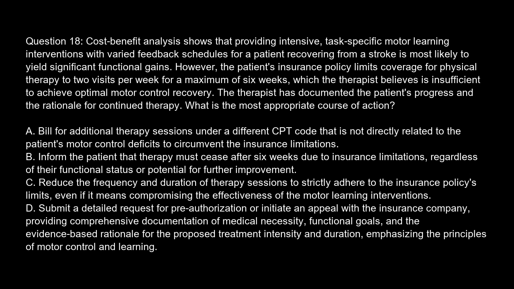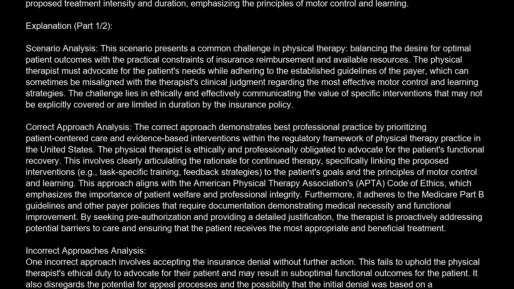Option D. Submit a detailed request for pre-authorization or initiate an appeal with the insurance company, providing comprehensive documentation of medical necessity, functional goals, and the evidence-based rationale for the proposed treatment intensity and duration, emphasizing the principles of motor control and learning. The correct answer is D. Submit a detailed request for pre-authorization or initiate an appeal with the insurance company, providing comprehensive documentation of medical necessity, functional goals, and the evidence-based rationale for the proposed treatment intensity and duration, emphasizing the principles of motor control and learning.